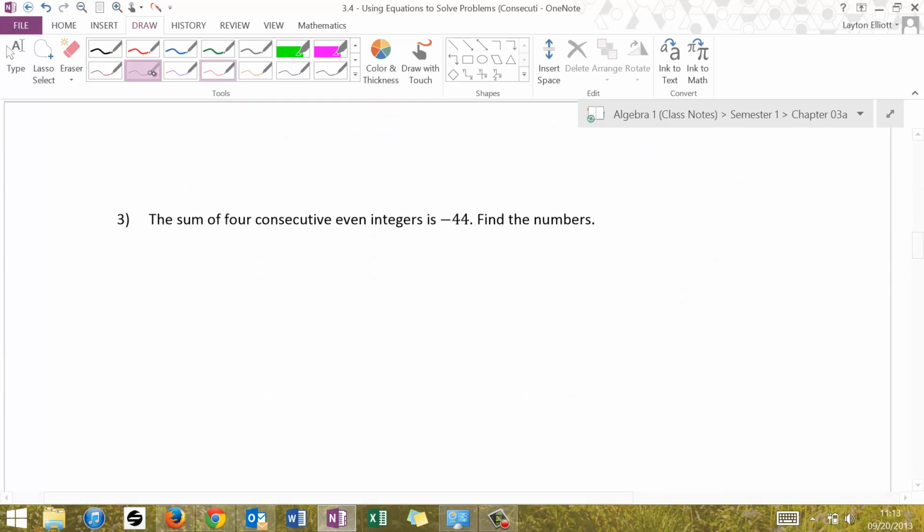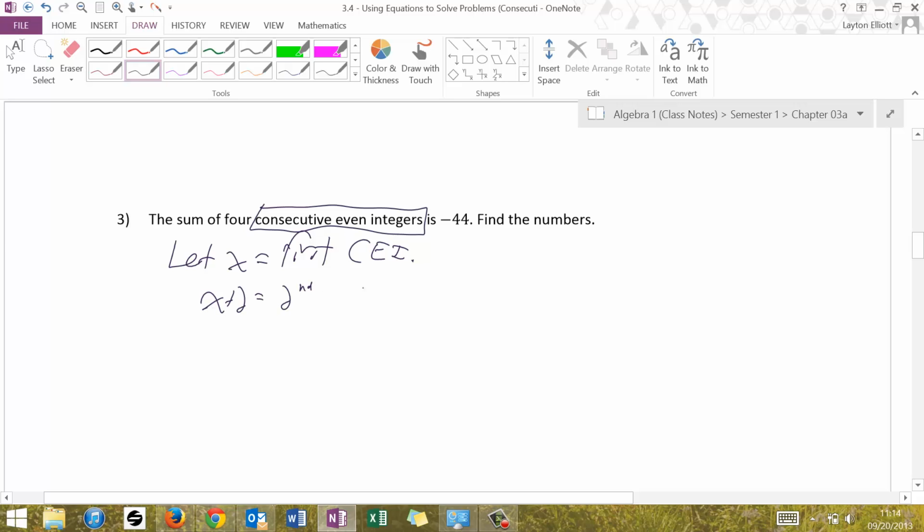Next problem, the sum of 4 consecutive even integers. Let x equal the first, and these are consecutive even integers. We'll call these CEIs. Then x plus 2 is the second consecutive even integer, x plus 4 is the third, and x plus 6 is the fourth even integer. Sorry, I'm cutting it.